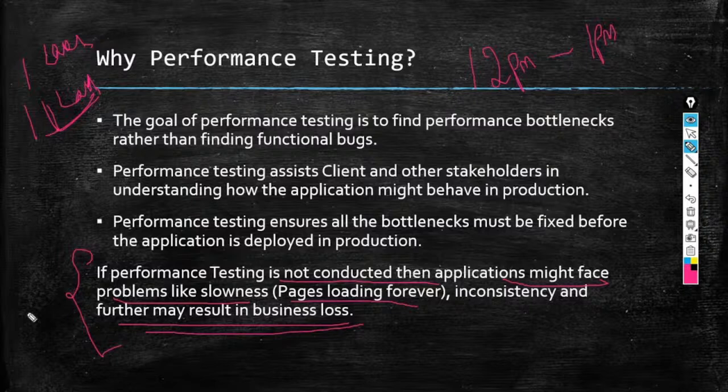Performance testing ensures that all the bottlenecks must be fixed before the application is deployed into production. That means before the actual real users use it, every issue must be fixed. So a bottleneck is nothing but an issue. In performance testing terminology, we call it a bottleneck. Very important aspect.